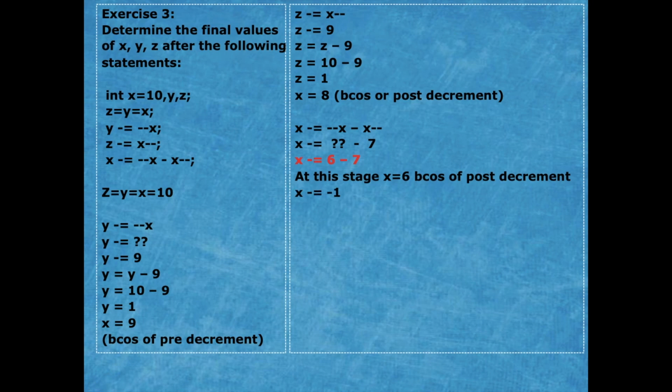Now do expansion, so you get this. So x is equal to x minus 1, so x is equal to 6 minus minus 1. Don't forget this is minus 1, and this minus comes because of the shorthand assignment operator. So it is basically x equal to x minus 1. So this x is 6. So x is equal to 6 plus 1. So x becomes 7. So finally we get x equal to 7, y equal to 1, and z equal to 1.